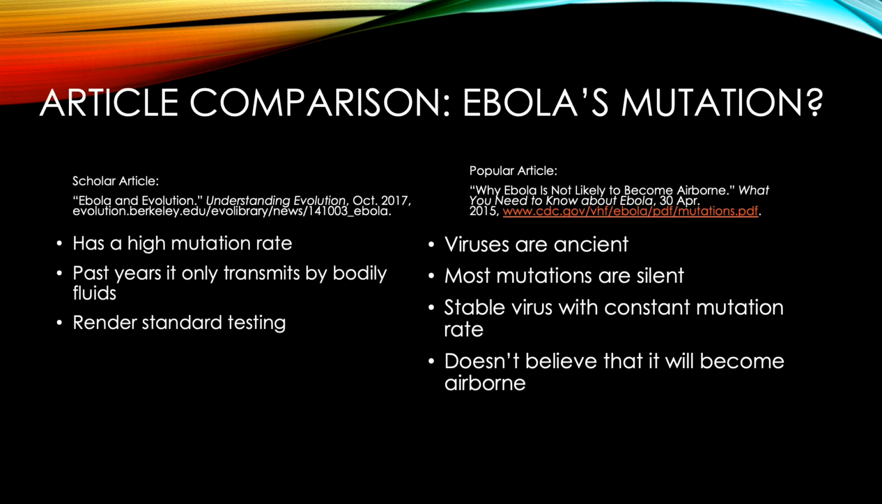The topic that we have been focusing on throughout the research was Ebola's mutation. The scholarly article is from a Berkeley library and the popular article is from the CDC. Both articles state that the viral family Filoviridae is an old virus which is only transmitted by bodily fluid. It also states that the Ebola virus won't mutate into an airborne virus due to how stable the mutation usually is. However, it seems that the Berkeley article is more in depth with information about Ebola, stating how high the mutation rate and rapid rate of replication are, which allows it to evolve quickly.